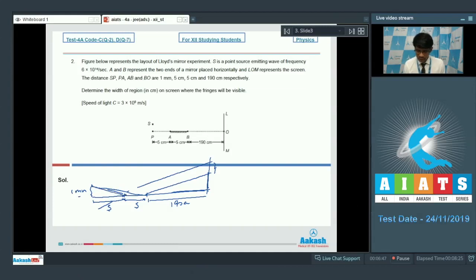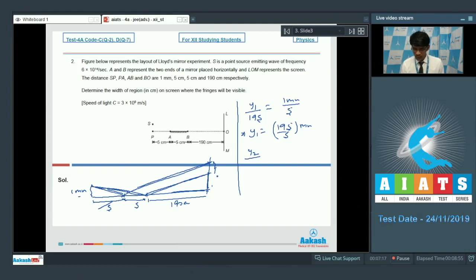So for the reflection of this light, let this distance from here to here be y1. y1 divided by 195 would be equal to 1 mm divided by 5, or y1 is equal to 195 divided by 5 mm. Similarly, for this reflected ray, y2 divided by 190, this is 190 here, must be equal to 1 mm divided by 10.